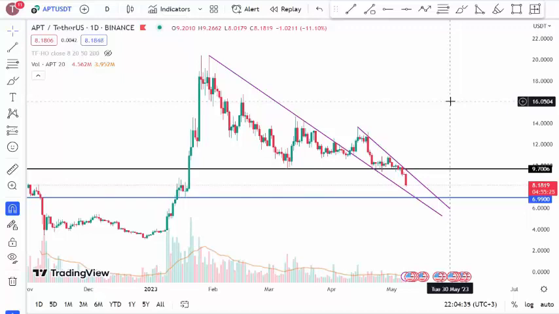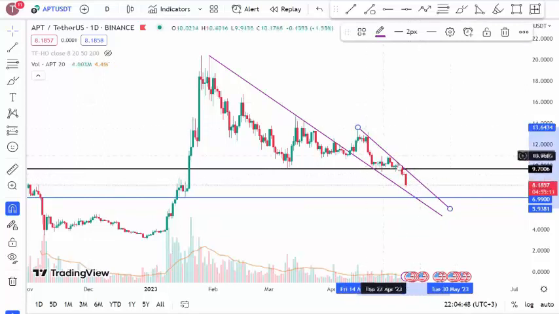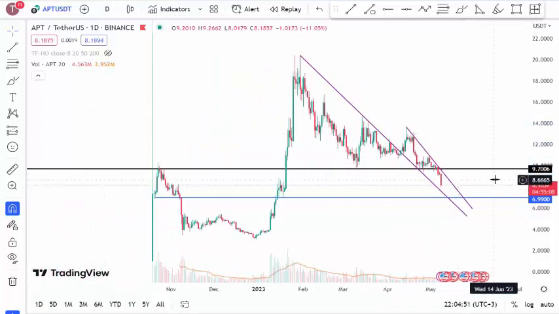We can almost predict this, considering that there is a general decline in the crypto market and a significant decline in APT coin as well. One of our ways out of this situation is for it to turn upward from 6.90 or for the downward trend to break upward and go above the 9.70 level.